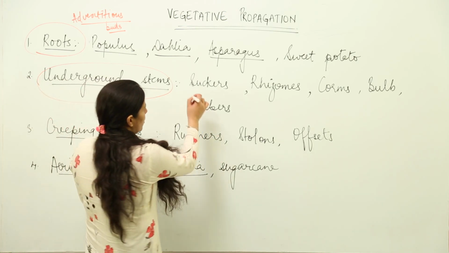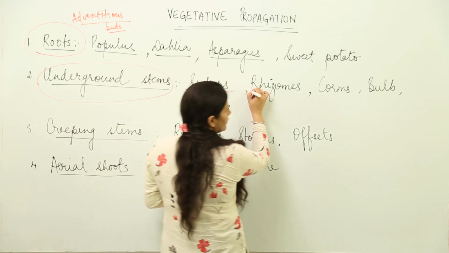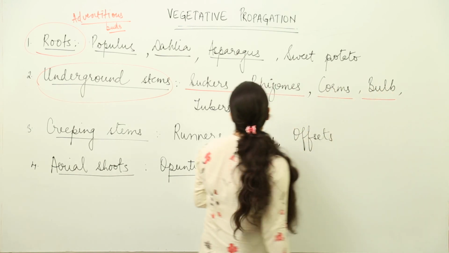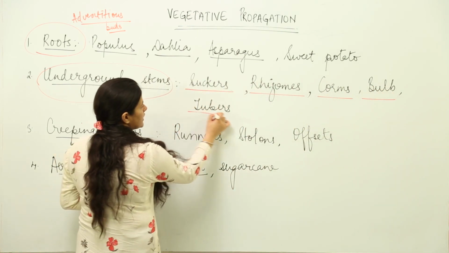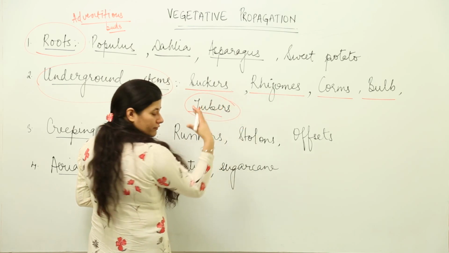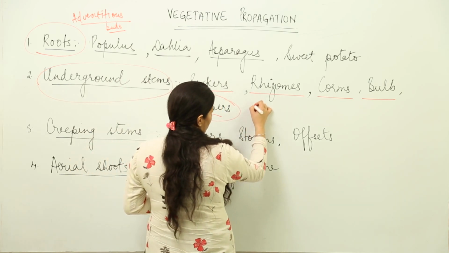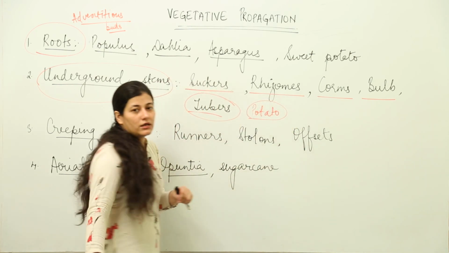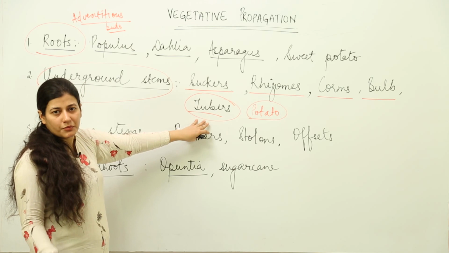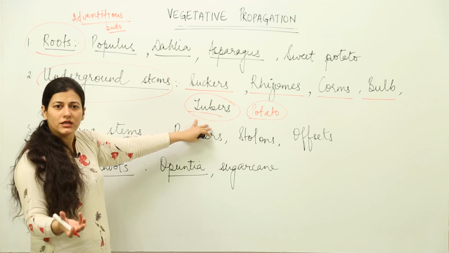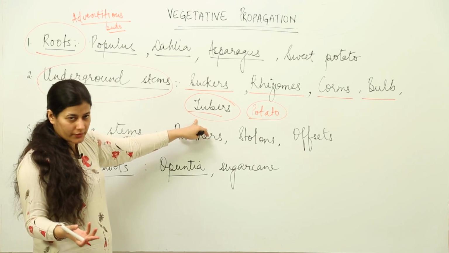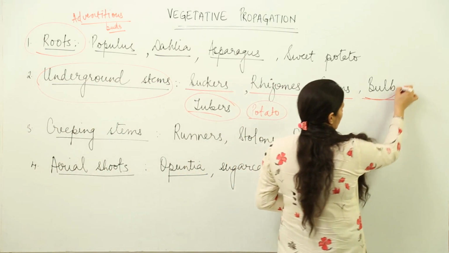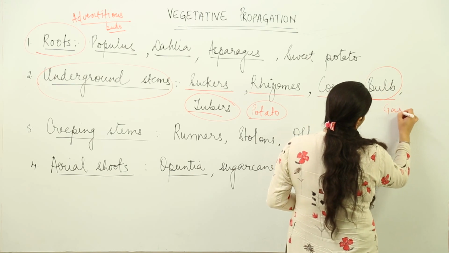We have the example of suckers, rhizomes, corms, bulb, and tubers. Starting with tubers, we know the example of potato is best suited for this term. That potato has its eyes, from which it gives rise to a new plant. Okay, it is an underground stem, it is a stem modification. We have the example of bulbs, very common examples are garlic and onion.